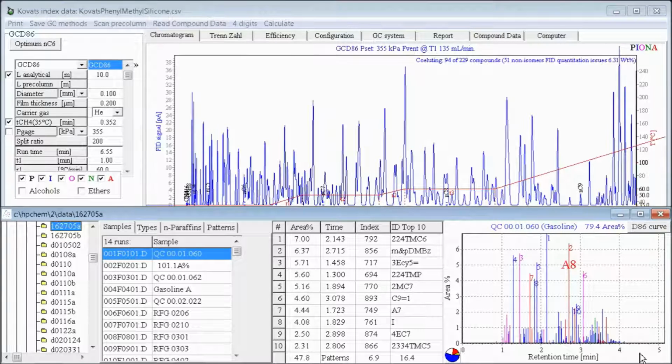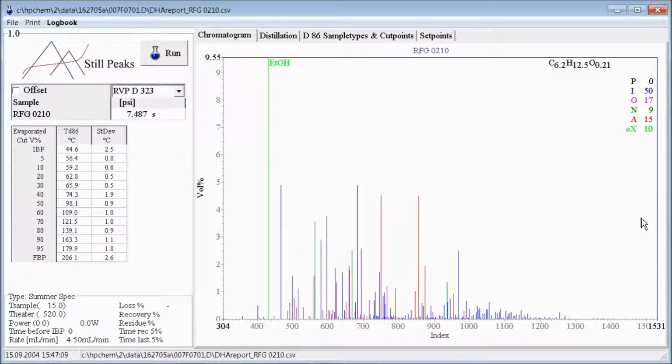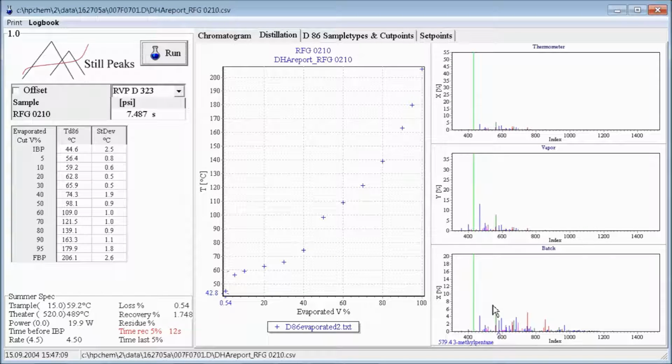And I would like to show you one of those. Here we have a green gasoline. The green gasoline contains ethanol. And when we look at the 86 curve, you can hit the run button and you see there is a really big peak of ethanol.